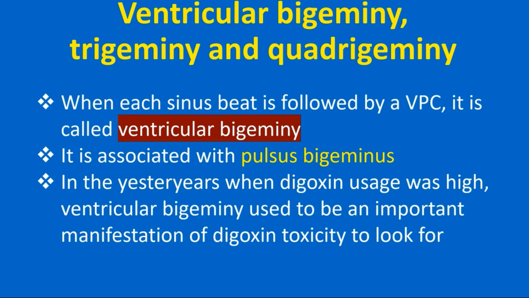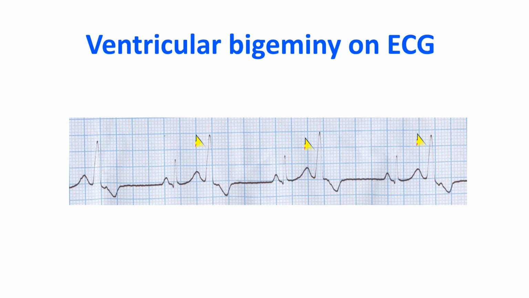In the yesteryears, when digoxin usage was high, ventricular bigeminy used to be an important manifestation of digoxin toxicity to look for. Ventricular premature complexes are seen alternating with normal sinus complexes in ventricular bigeminy. VPCs are identified as bizarre QRS complexes not preceded by P waves and occurring before the expected P wave in a premature fashion.